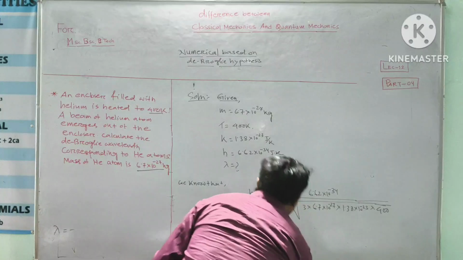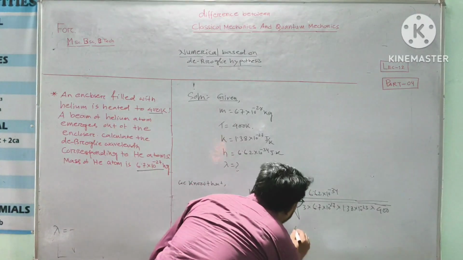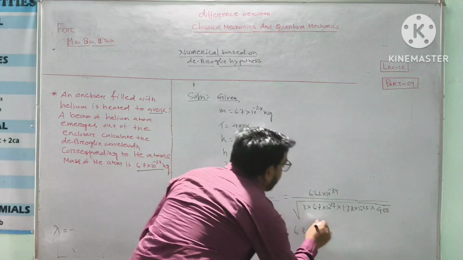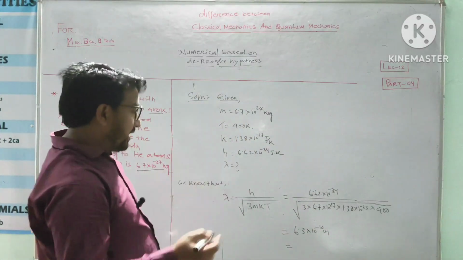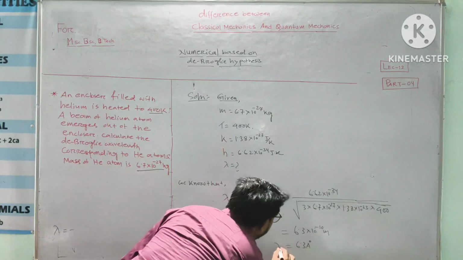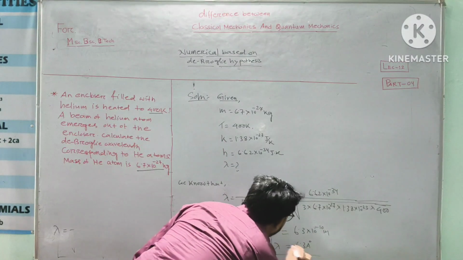After solving this part, you will get 6.3 into 10 to the power minus 10 meter, and we know that 10 to the minus 10 meter is equal to 1 angstrom, so we can write 6.3 angstrom. So this is our required wavelength of helium atom.